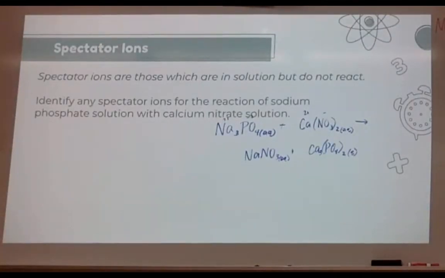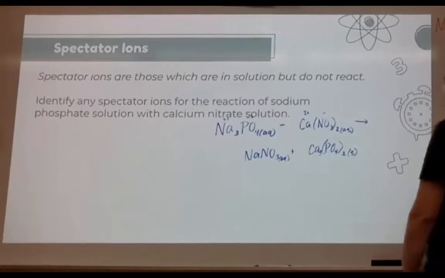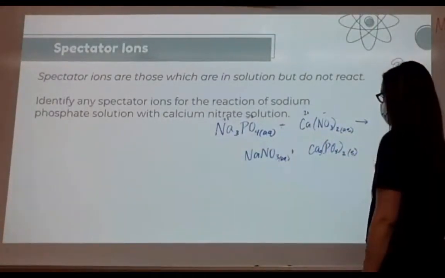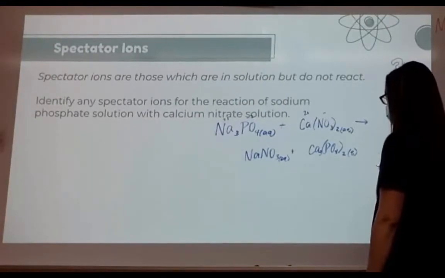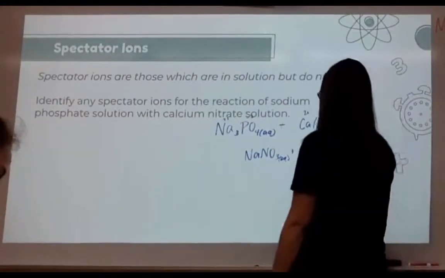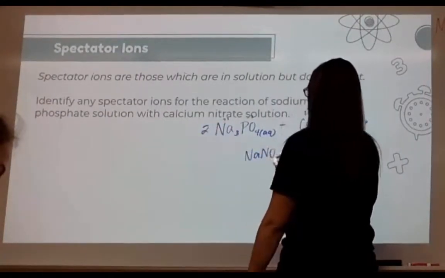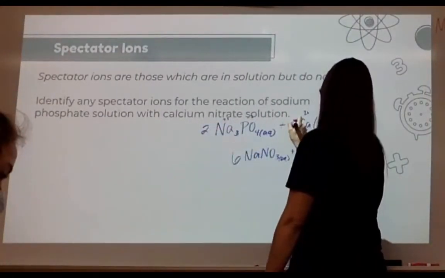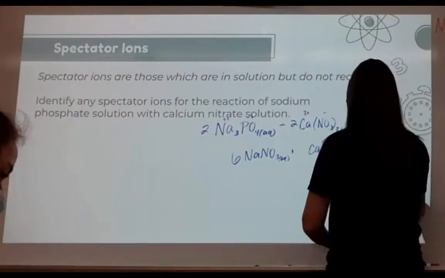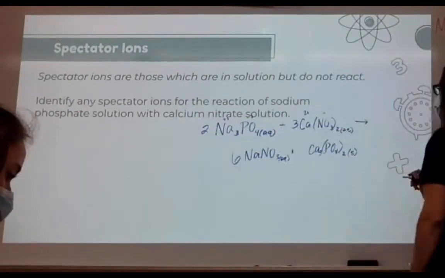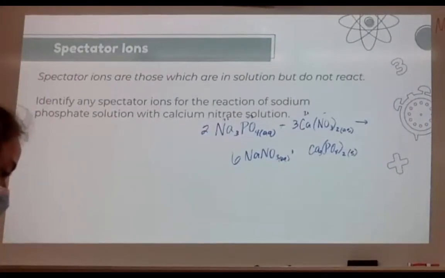Now we do want to make sure that we balance it. So before we do anything else, we should balance it so we keep our coefficients. So, 2 Na3PO4 plus 3 Ca(NO3)2 yields 6 NaNO3 plus Ca3(PO4)2. That's our molecular equation.